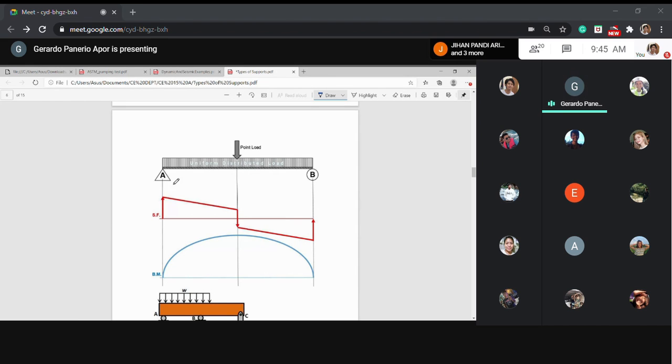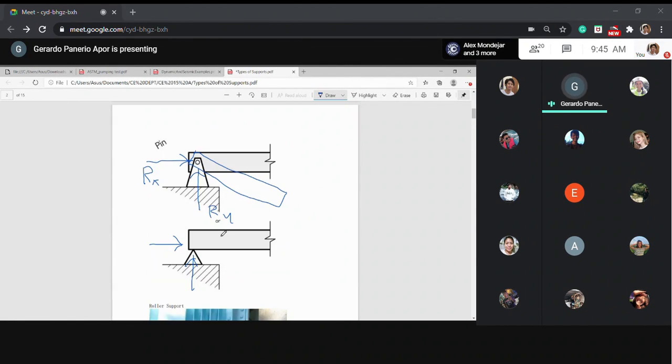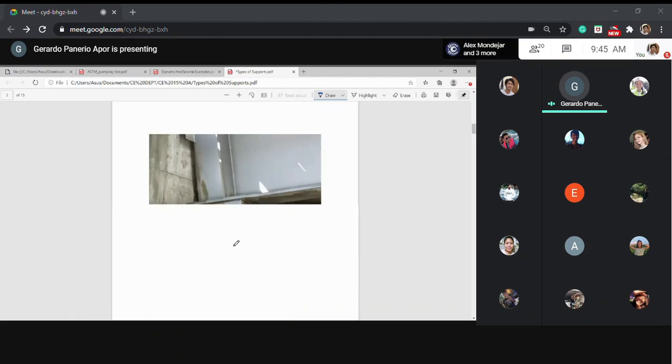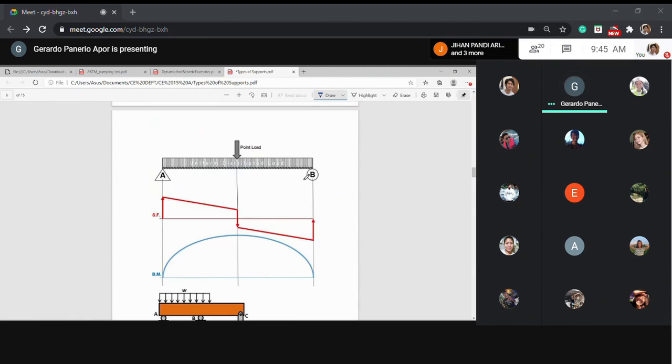No? So the horizontal line here represents the beam, and the arrow represents a point load, and then you have also a uniformly distributed load. And the triangle here represents a pin, just like this. Okay, just like this, pin. And the circle here, or the roller here.